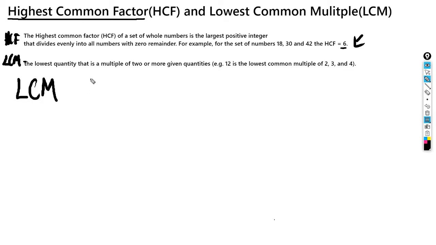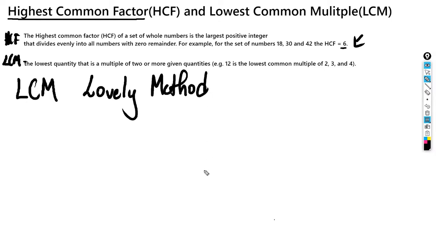But what I'm going to do here is write the lovely method. Remember, earlier I showed you a method to find the prime factors. That's the method we're actually going to use here. We're going to use the same lovely method that we use for prime factors to find the lowest common multiple. So let's go through it.